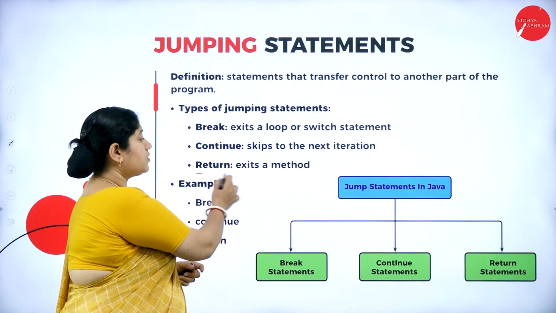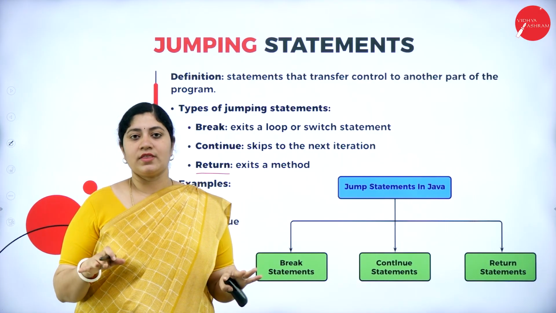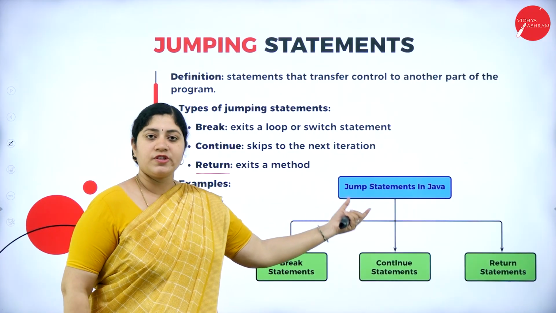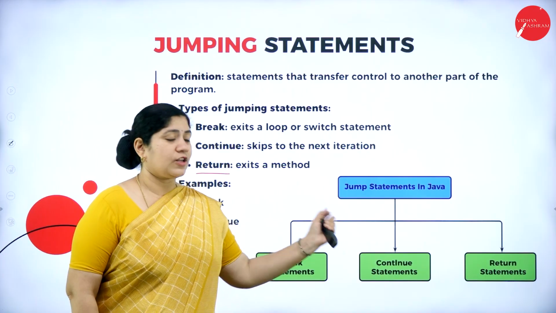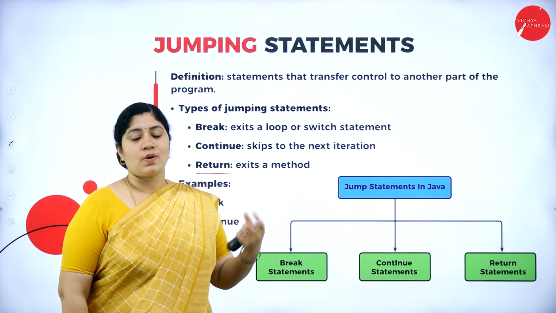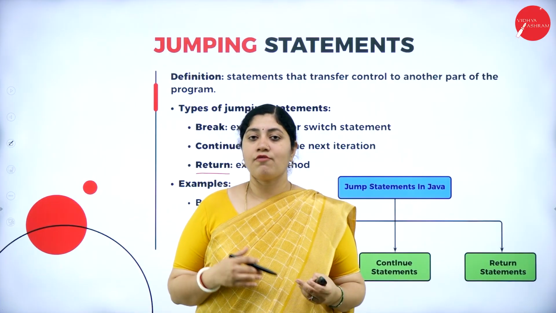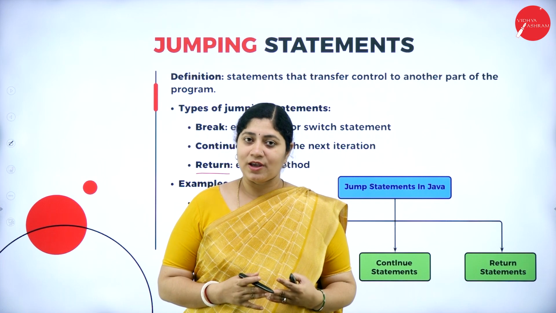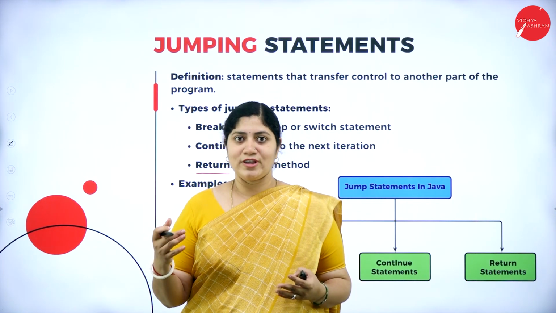The next type is the return statement, which completely exits the method. So we have a small diagram for this, that is jump statements in Java, where we have the break statement, continue statement, as well as the return statement. So this is all about simple jumping statements, and we have completed the basic fundamentals of Java programming. I believe it is very helpful for you to understand things in a better way, isn't it?